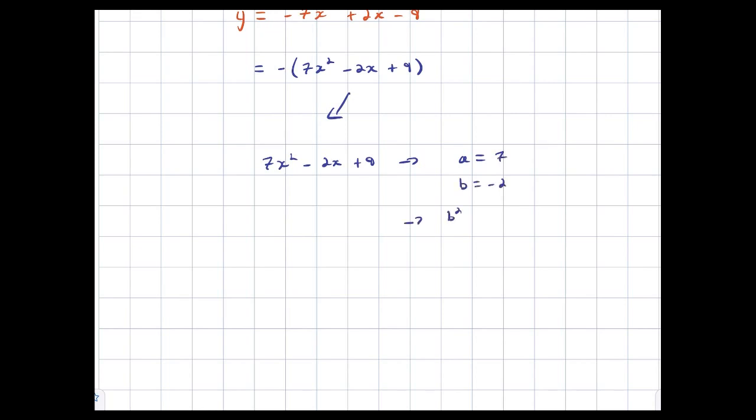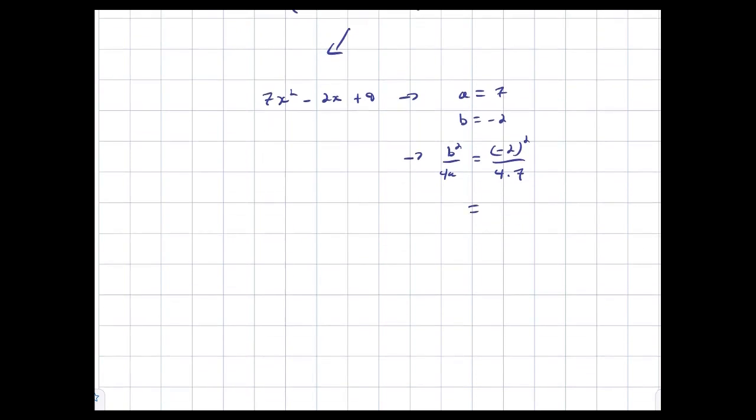So I get my b squared over 4a term is negative 2 squared over 4 times 7. Negative 2 squared is 4, so that's going to cancel, and I'm just going to get a 1 over 7. That's my b squared over 4a. This is gross. It's going to be a 1 over 7. And so I'm going to add and subtract 1 over 7 now, and make this 7x squared minus 2x plus 1 over 7 plus 9 minus 1 over 7.